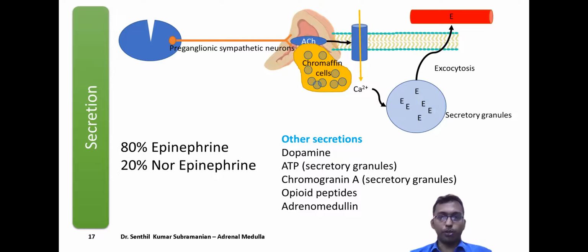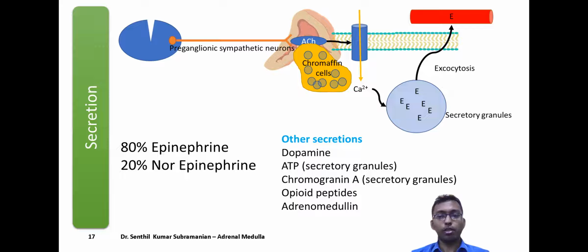Coming to the sympathetic stimulation, the preganglionic sympathetic neurons secrete acetylcholine at the level of medulla, which acts on the calcium channels present in the cell membrane of chromaffin cells. This increases the calcium levels inside the cytoplasm. The calcium then leads to exocytosis of secretory granules. This is the mechanism of secretion of catecholamines from chromaffin cells. 80% of the chromaffin cells will secrete epinephrine, while 20% secrete norepinephrine.